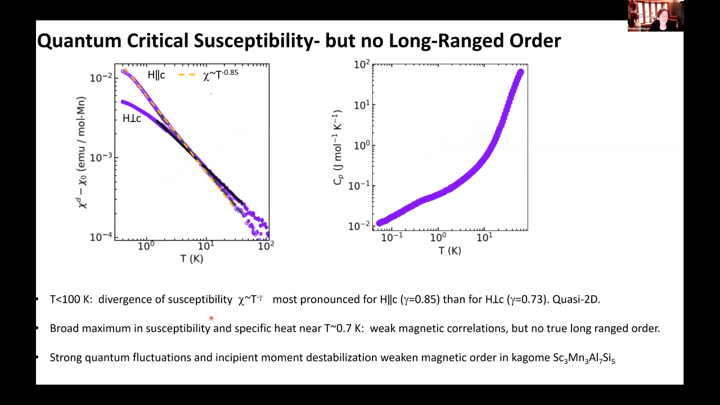So let's drill into the susceptibility a little bit, and that's plotted here. This is a log-log plot of the susceptibility, where we've measured it with fields in two directions. In this direction, the field is perpendicular to those manganese planes, and in this direction, the field is in the manganese planes. And we can see that there's a power law divergence of the susceptibility when the field is perpendicular to the planes that extends down to quite low temperature. And the power law is sublinear. It's T to the minus 0.85.